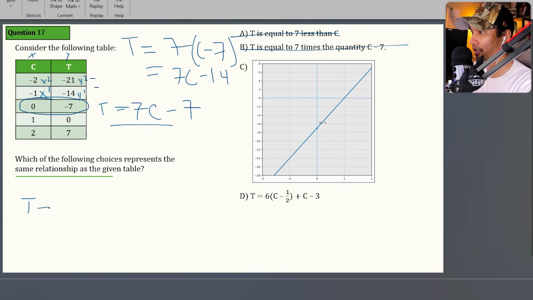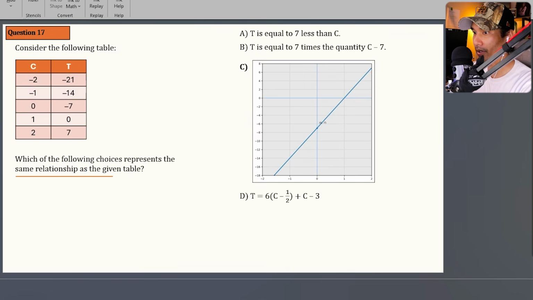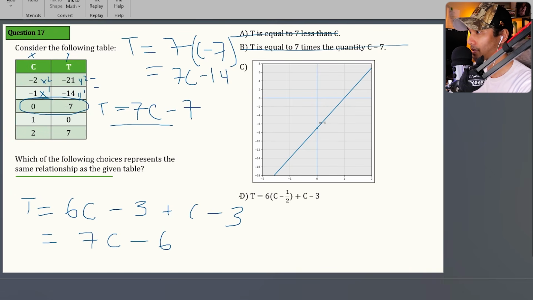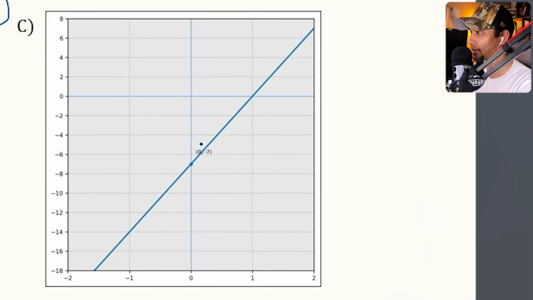So we have T equals, I'm just going to simplify here, that's 6C minus this is 6 over 2, which is just 3, plus c minus 3, and then that equals 7c minus almost, it's minus 6. And this is our formula. This is our, yeah, that's our formula. Oops. And that's wrong.